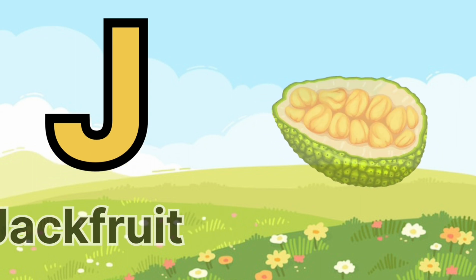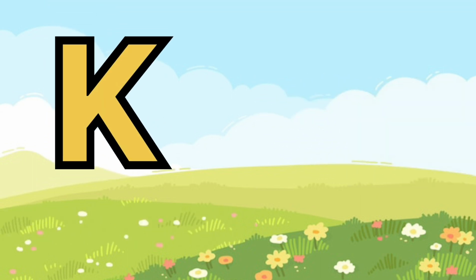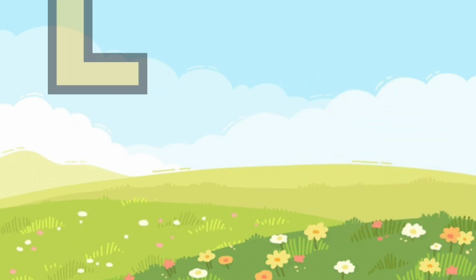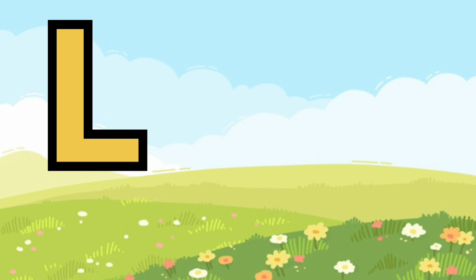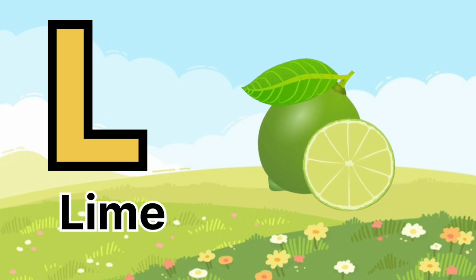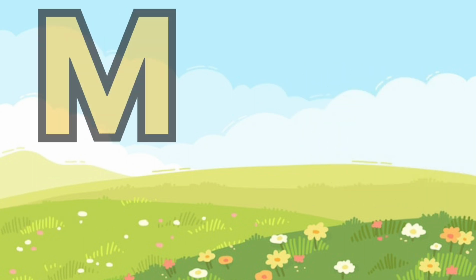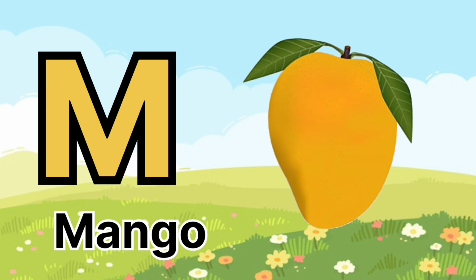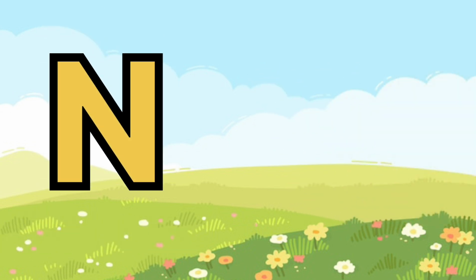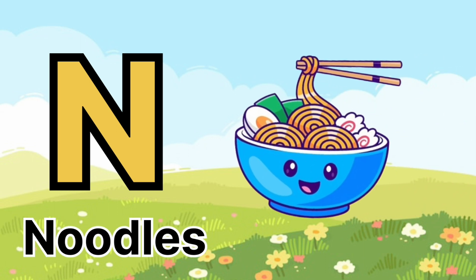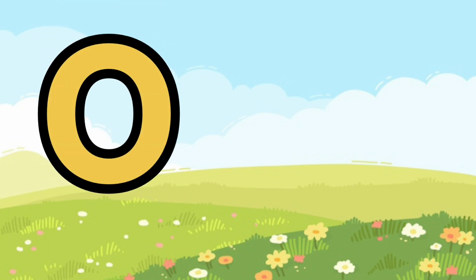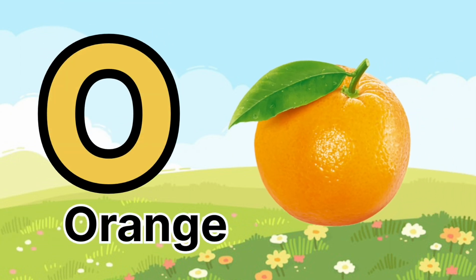K, letter K. K for kangaroo. L, letter L. L for lime. M, letter M. M for mango. N, letter N. N for noodles. O, letter O. O for orange.